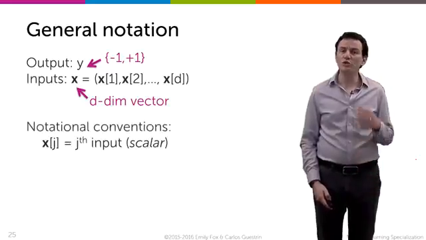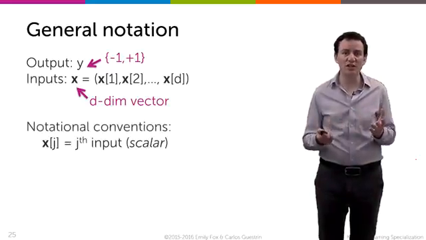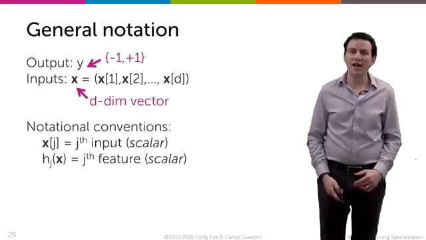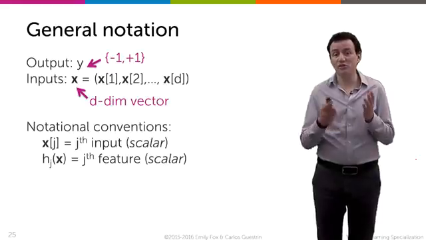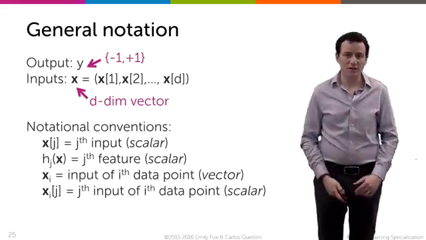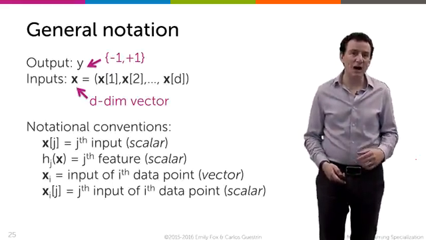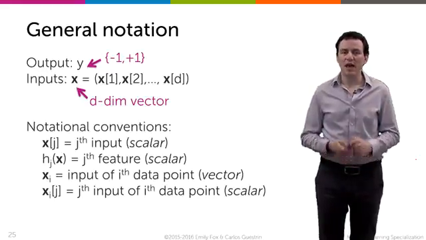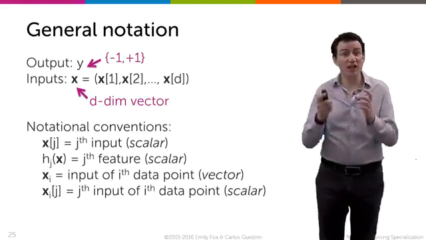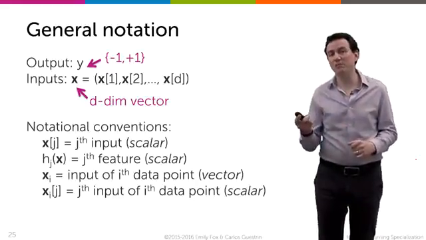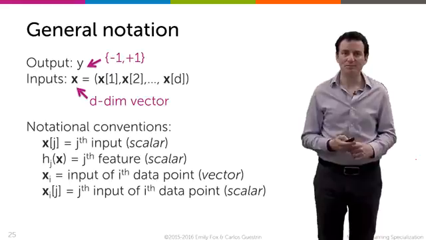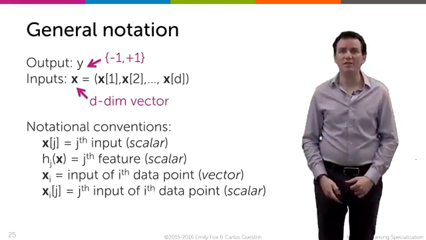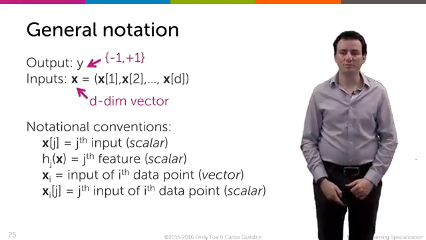Now, we'll use xj to denote the jth input, which is a scalar value. We're going to use hj of x to denote the jth feature. And then we'll use x sub i, very importantly, to denote the ith data point, and x sub i of j to denote the jth input of the ith data point. It's a little bit of a handful, but it's exactly the same as what we did in the regression course.